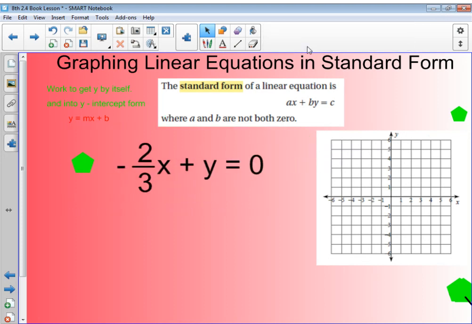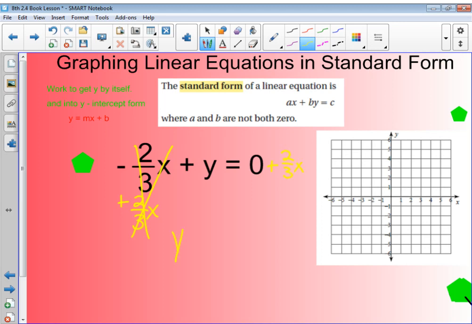Okay, so here's another one. So we've got -2/3 x plus y equals 0. We want to get that y by itself. So right now it's a -2/3 x. Well, the opposite is plus 2/3 x. So plus 2/3 x.